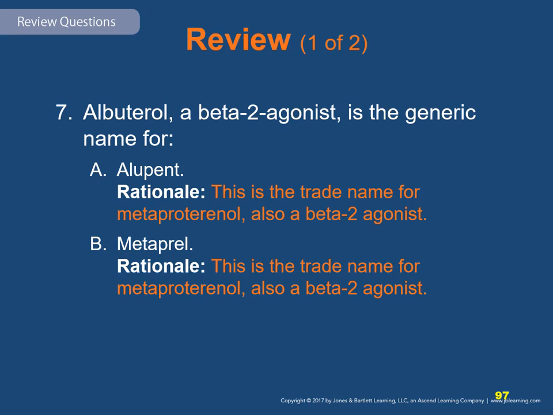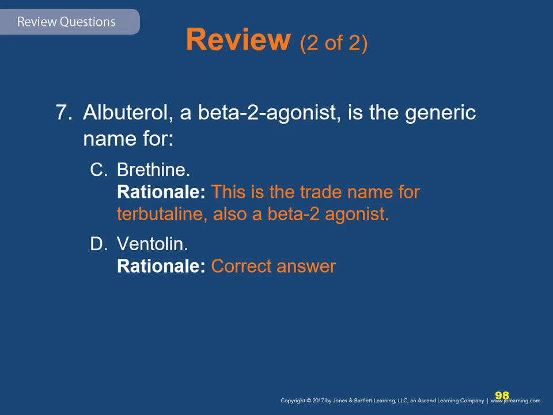A and B are both the trade name for metoprolol, also a beta-2 agonist. Answer C is the trade name for terbutaline, also a beta-2 agonist. D is the correct answer.